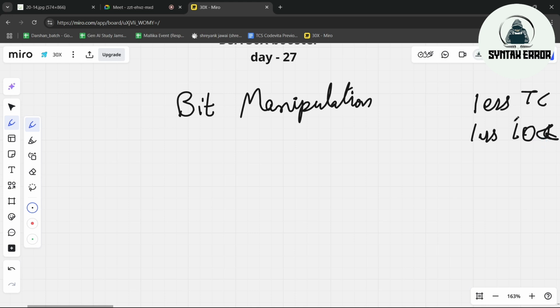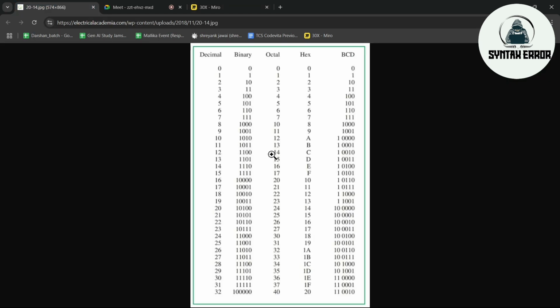Okay, one more thing: you can impress your interviewer if they ask any simple question. You can use bit manipulation and solve that question, so it proves that you know concepts related to DSA. Before going into bit manipulation, you want to know how to write numbers in binary.